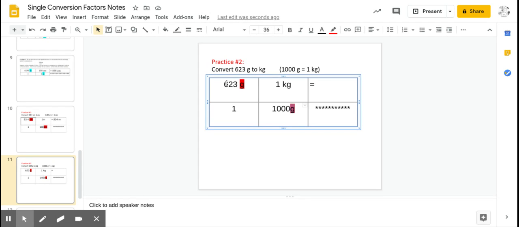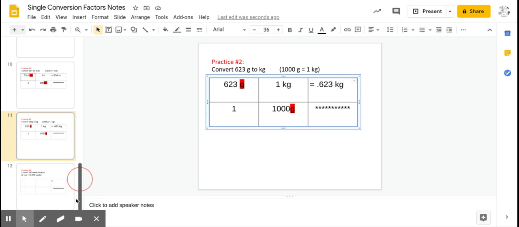So now I'm ready to top times down divide. I can skip the ones if I want. The only ones that aren't ones, I've got 623, and then down divide by 1,000. So that's going to give me 0.623 kilograms. And there's my answer. Grams have canceled. All right, let's try one more.